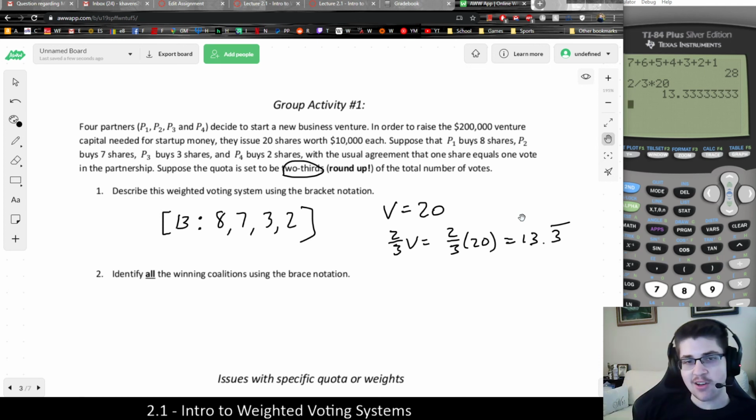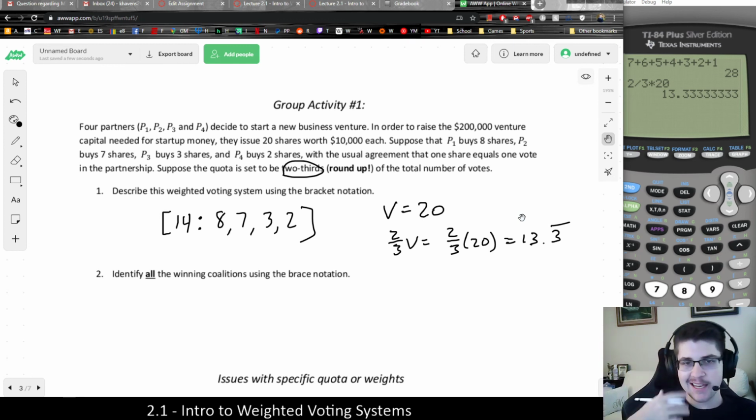Since there's obviously not a fractional number of votes, you can't have 13.3 votes. So the next best thing will be, well, 14. 14 is the first possible set of votes that would actually meet the quota because 13 is not going to make it there. So when I say you have to make it to the quota, that's true.